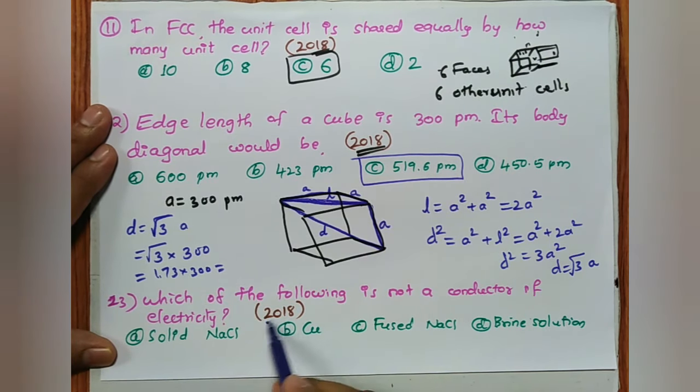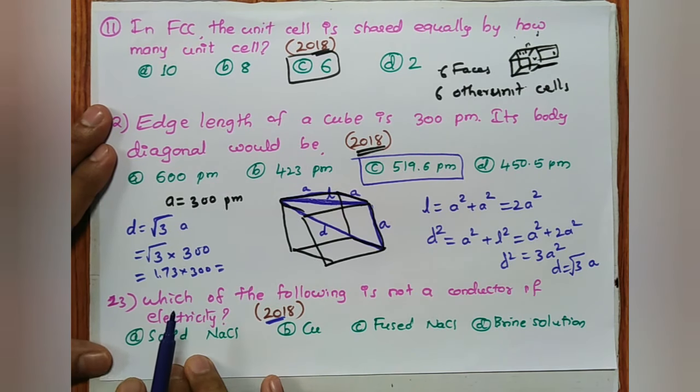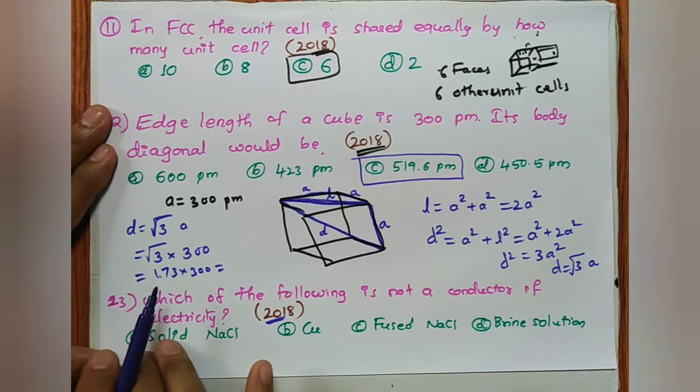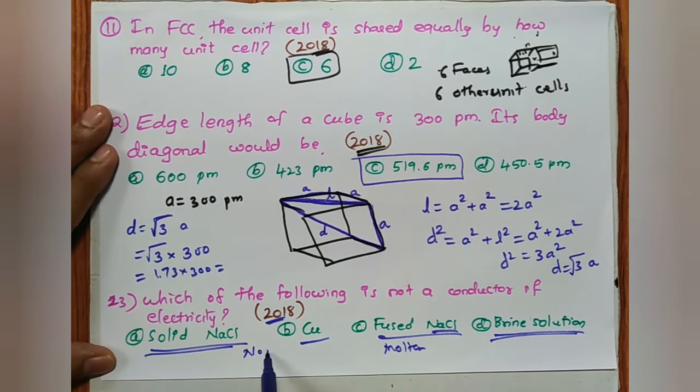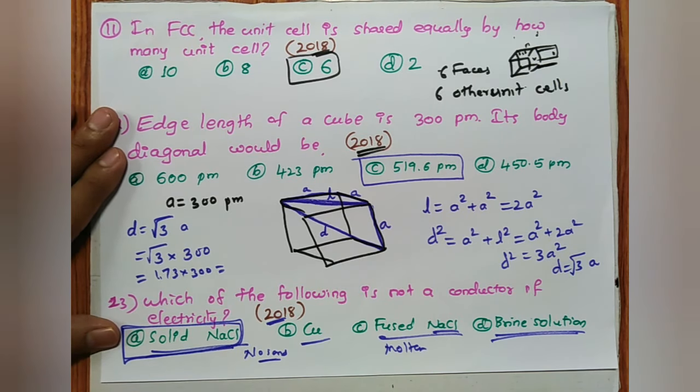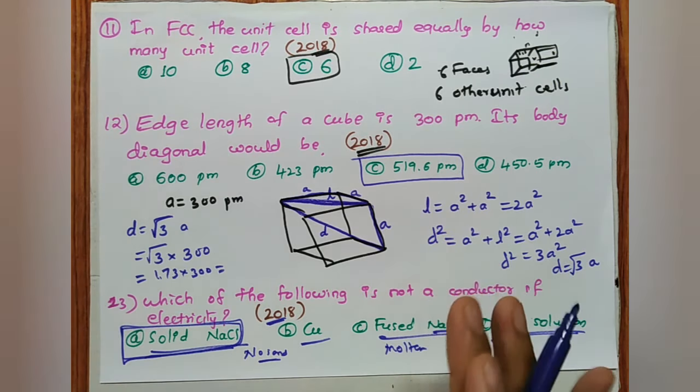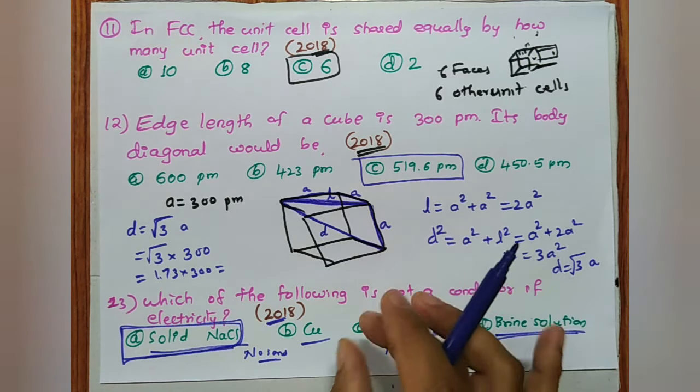The last question of this series: which of the following is not a conductor of electricity? 2018 asked question, remember. Very simple question. Cu can conduct electricity, we know that. Fused or molten NaCl can conduct electricity, we know that. Brine solution, NaCl solution, can conduct electricity. But solid NaCl has no free ions, hence it never shows conductivity. Hence the answer for this question will be A. So, these are the 13 questions from 2014 to 2018 previous year KCET questions.